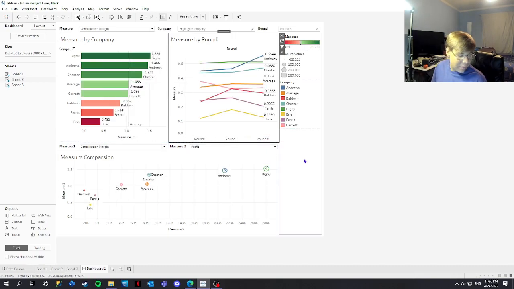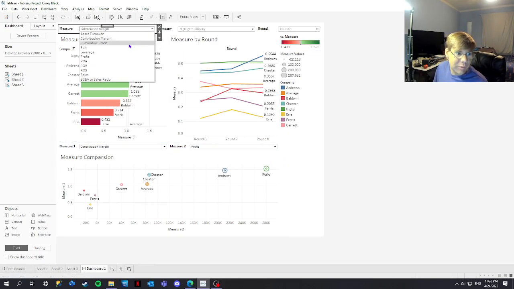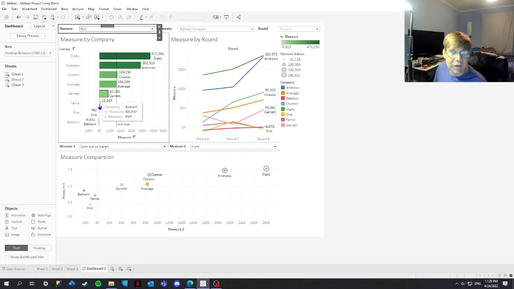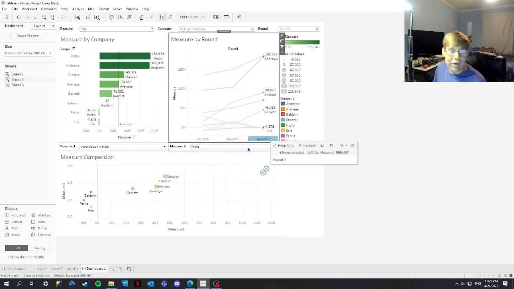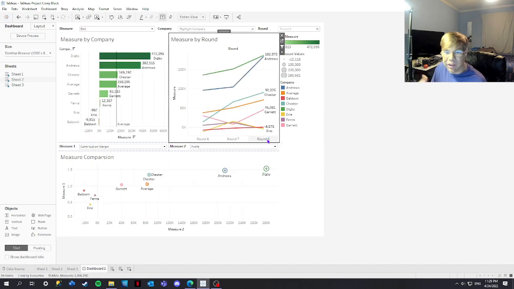The second thing I'd like to talk about is EBITDA, or earnings before interest and tax. Again, I'm going to switch up here to EBITDA, and you can see that through the 3 rounds, Digby is in 1, Andrews is in 2, everyone else is pretty far behind. And then on the round over here, you can see where our team Andrews made a giant leap almost right up to the top. If you look just at round 8, we are still slightly behind, but we are right there about to eclipse them. If the simulation continued, we would pass them. That's a trend that we're going to see.